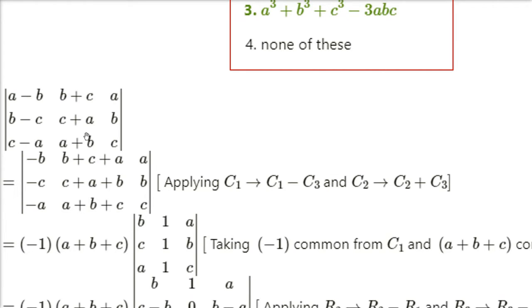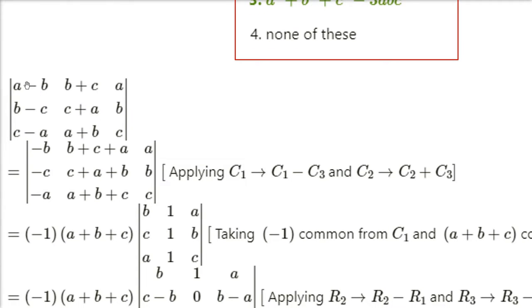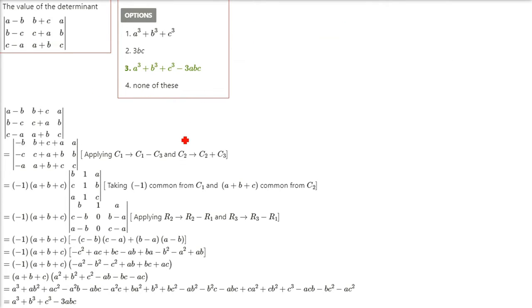Now, when you add these, you can take these common. So a plus b plus c, you can take common. So let me just show you here. So there are multiple ways, as I said, multiple ways to do it.